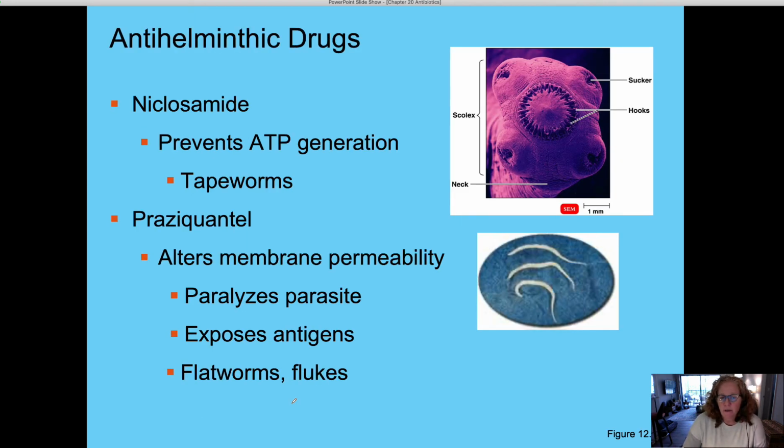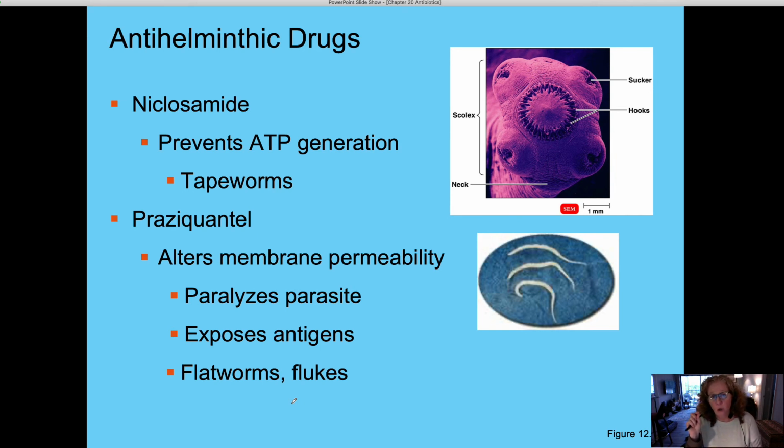Niclosamide prevents the generation of ATP. It's used specifically for tapeworm prevention. And then praziquantel is used for flatworms and flukes. Praziquantel will make flatworms and flukes very fragile, so that when they get attacked by the immune system, they're much easier to destroy. It can also affect the autonomic nerves.